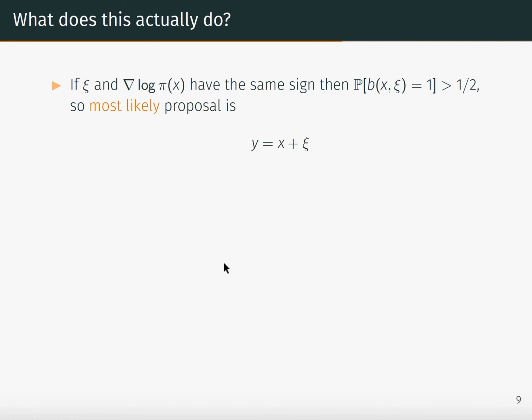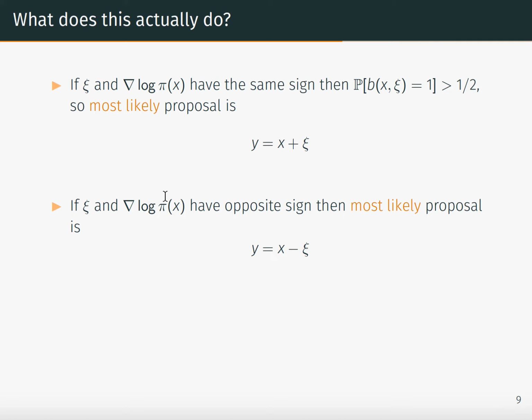So let's take a closer look at what's going on here. You've got some random noise xi, and you've got a gradient of log pi at x. If they have the same sign, then b is more likely to be 1 than minus 1. So the most likely proposal is going to be x plus xi. That makes sense, right? Because you're moving in the direction of the gradient. Xi and grad log pi have the same sign. However, if they have different signs, then xi would take you in the opposite direction to the gradient. You still could go that way, but it's more likely that you're going to flip the sign and head in the direction of the gradient.